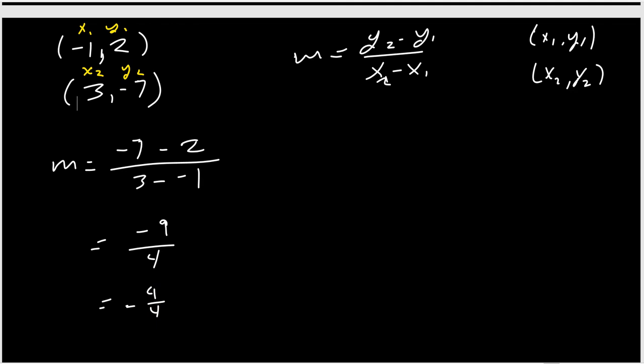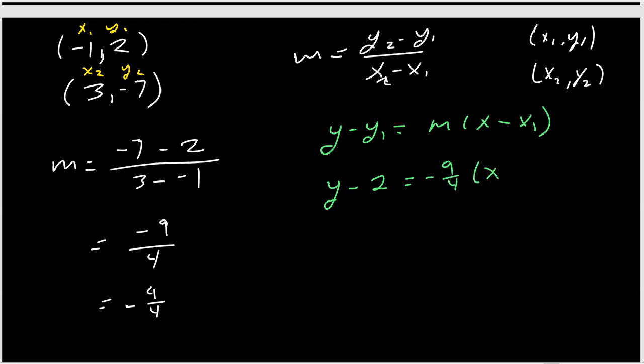Now we'll revert to the point-slope form. We have the slope, and now we have 2 points to choose from, and you can actually use either one of them. It doesn't matter. So now writing the equation of the line, remember point-slope form is y minus y1 equals m times x minus x1. Just for consistency, I'm going to go ahead and use the ones I labeled x1 and y1. So y minus y1 was 2. The slope is negative 9/4. x minus x1 was a negative 1.